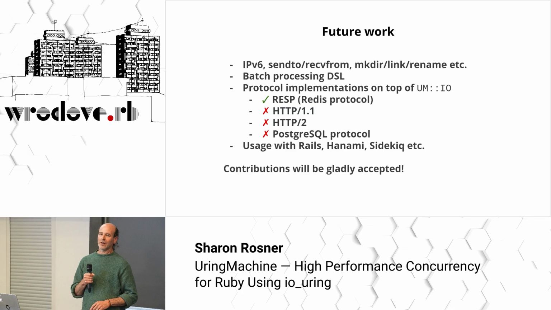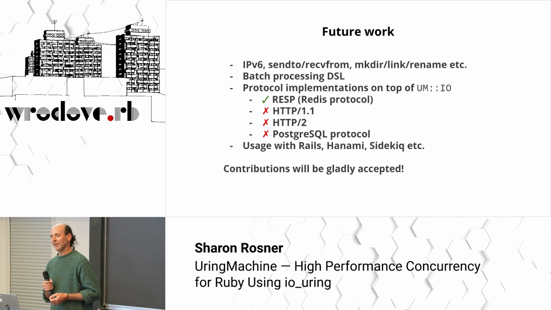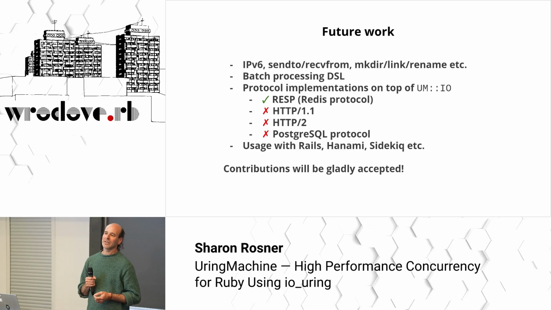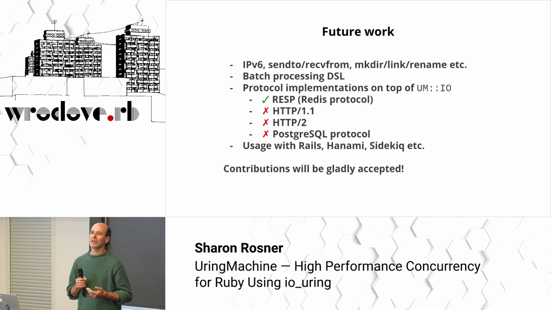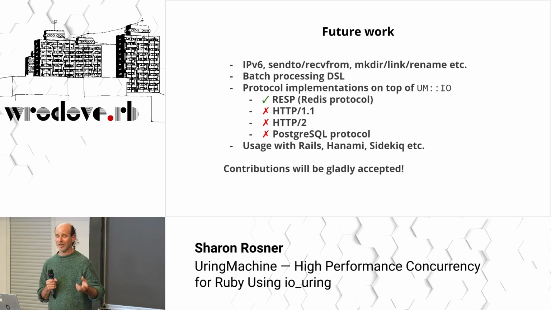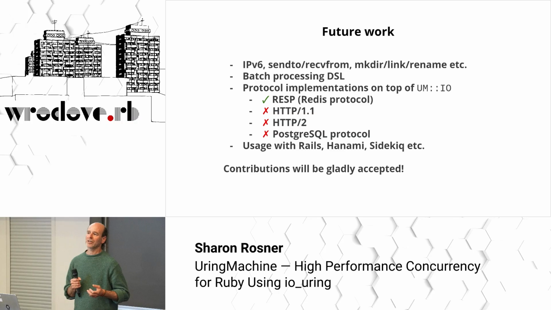So, what lies in the future for UringMachine? There are some missing features that I want to add to it, most notably support for IPv6 addresses. I also want to come up with some kind of DSL for batch processing, such that instead of having to create a separate fiber for each concurrent I/O operation, we could just say to UringMachine, here's a bunch of files, go and read them, and let me know when you're done. So this is also an idea that I need to develop further.